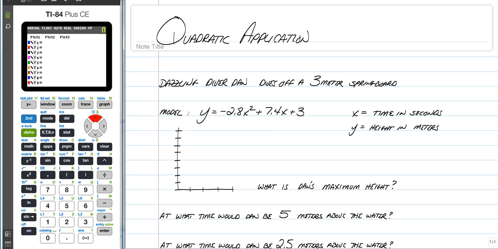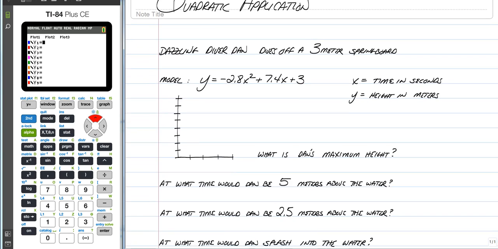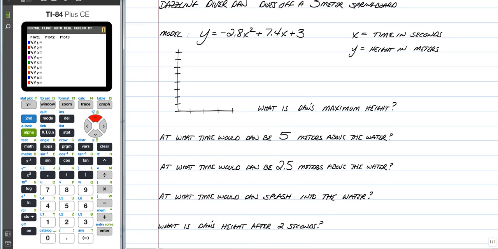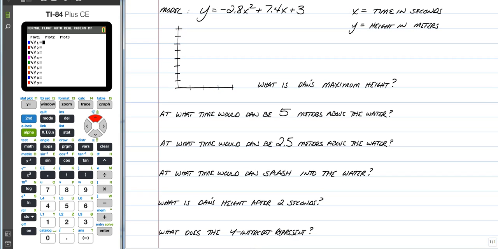And what we're going to do is take that function, type it into our graphing calculator, and analyze it to answer these questions. So we're going to find out what his maximum height is, at what time he would be 5 meters above the water, at 2.5 meters above the water, and all sorts of other fun stuff like when he actually enters the water.